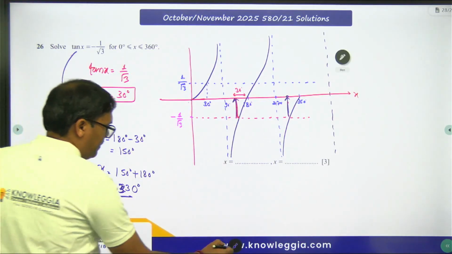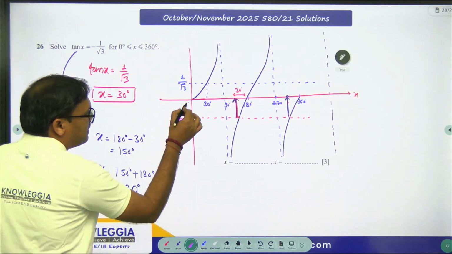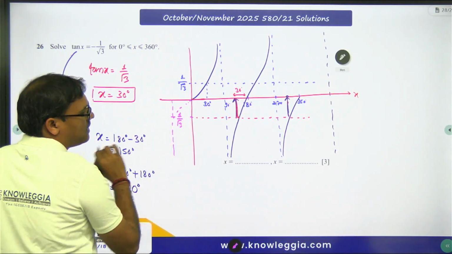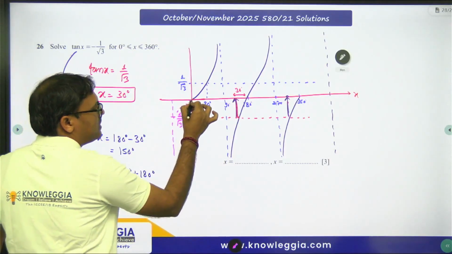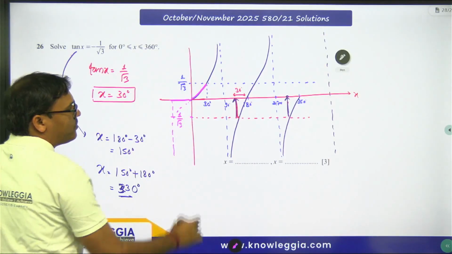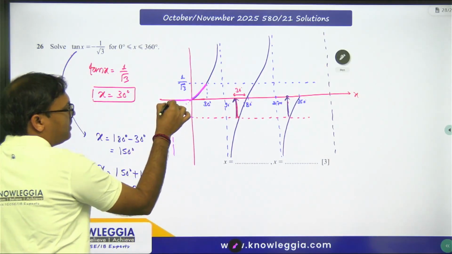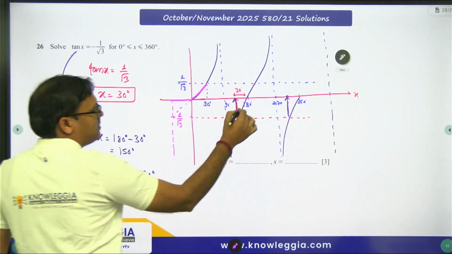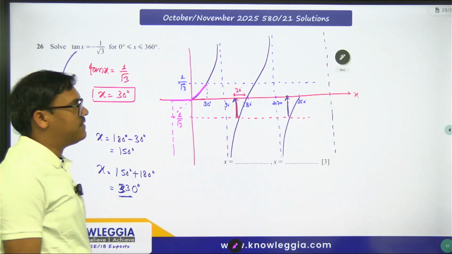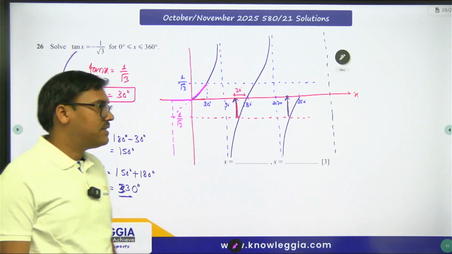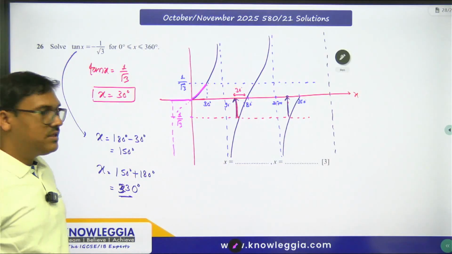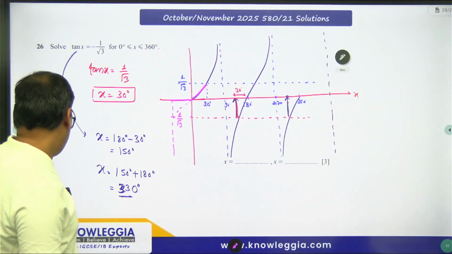I can give you another observation here. If you extend it, this value corresponds to minus 1 by root 3, and this value corresponds to 1 by root 3. You can see this is 30 degree. From 0 we are going 30 degree on the left side, so corresponding to 180 we will go 30 degree on the left side. That is why this value is 150 degree. This is how you can answer this. So what is the answer? 150 degree and 330 degree is the answer for this question.